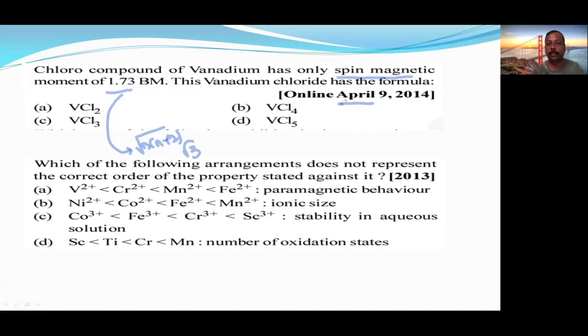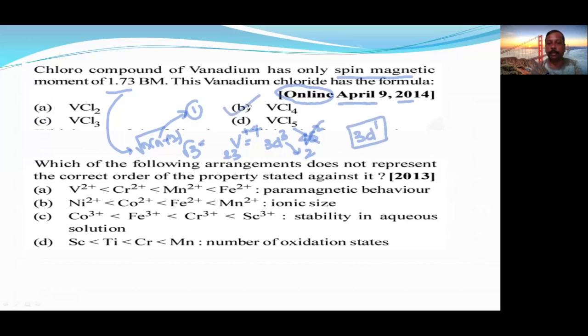This is a question from April 9th, 2014, but it is online. Let's see who will answer fastest. Calculation also you should be smooth and fast. Listen carefully. 1.732 means square root of 3. When I put the number of unpaired electrons as 1, 1 into 1 plus 2 gives root 3. So there should be one unpaired electron. Vanadium atomic number is 23, so it is 4s2 3d3. To leave one unpaired electron, it should possess the +4 oxidation state. Then two electrons from 4s and two electrons from 3d will be removed, leaving 3d1. The answer is option B.